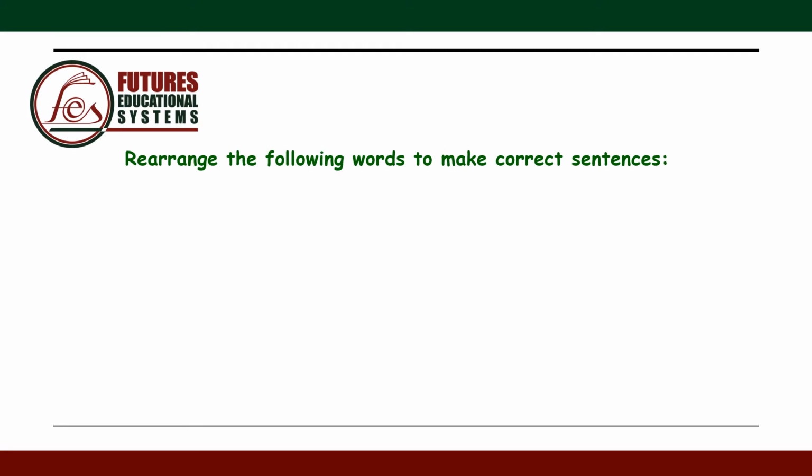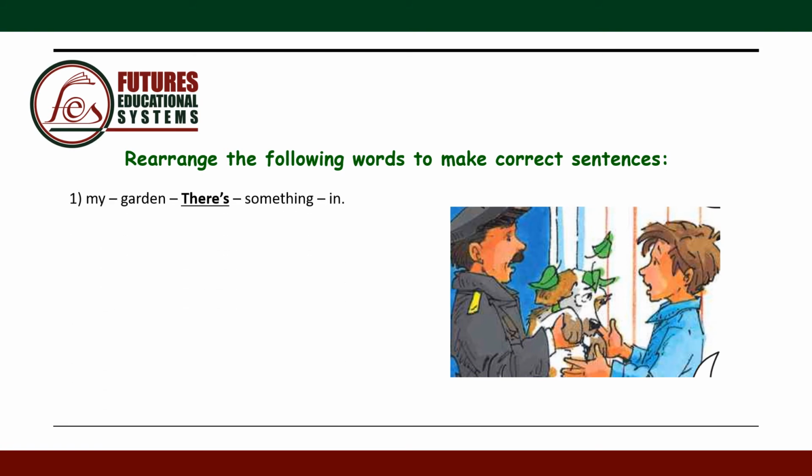Rearrange the following words to make correct sentences. Number one, my garden, there is something in. This is a sentence because it ends with a full stop, and we're going to start by the underlined word, which is there is. So, there is something in my garden.